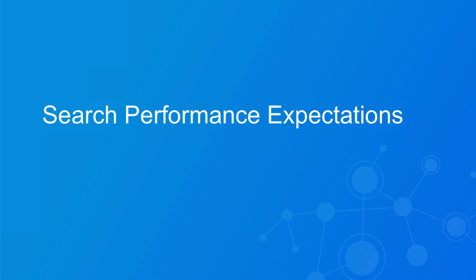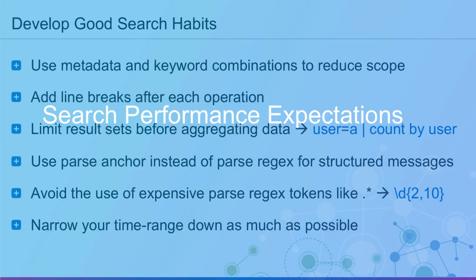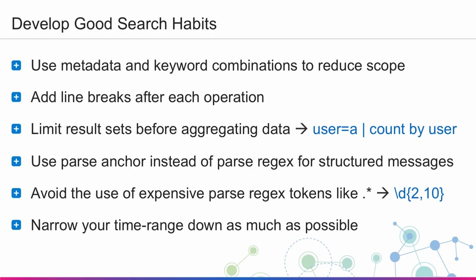Okay, so let's talk about some search performance expectations. In this section, what I want to talk about is what are some of the things that affect performance that are not directly related to the tools that can help you improve performance. And the first thing is developing good search habits. So we really think it's vital for you as users to create the proper syntax in the queries that you're executing, and to use metadata and keyword combinations to reduce the scope.